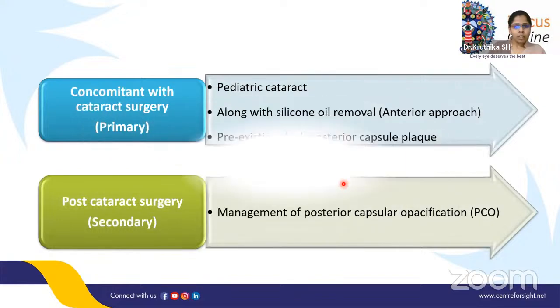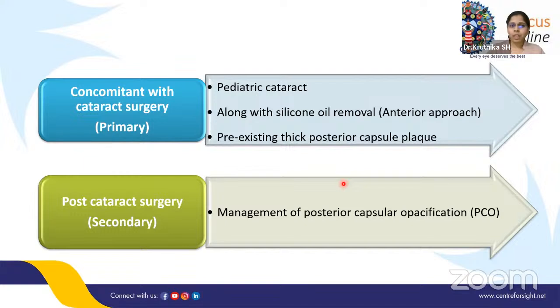It can be done in two approaches: one primary approach, one secondary approach. In the primary approach, it is concomitant with cataract surgery. Indications of which are pediatric cataract surgery along with silicone oil removal, which is the anterior approach method, and in case of pre-existing thick posterior capsular plaque. It can be done secondary as well, that is post-cataract surgery, in case of management of posterior capsular opacification.